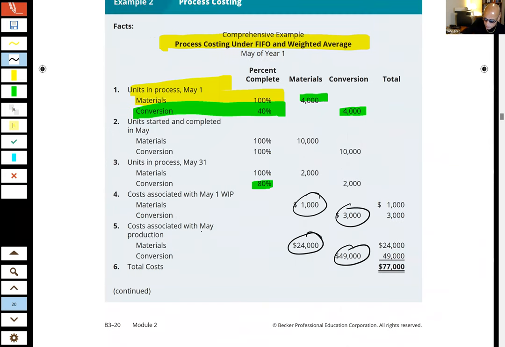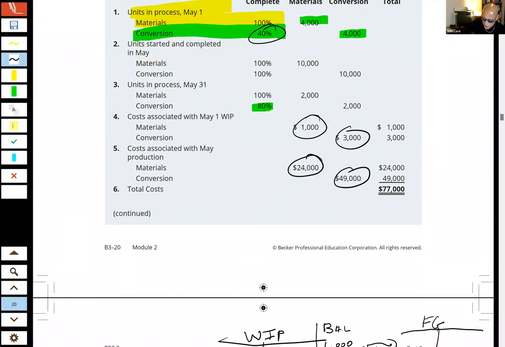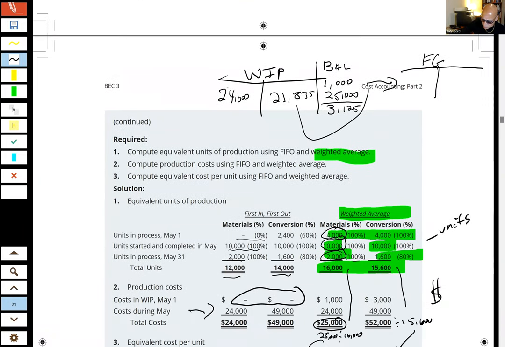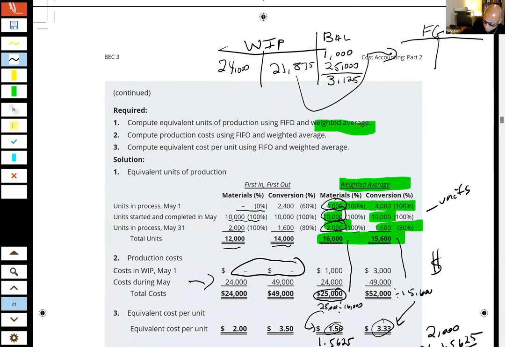I probably left out something important there. Notice they said that for conversion, the beginning units were 40% done. So I take one minus the 40%, and for conversion I multiply those 4,000 units times the 60%, right? To get the equivalent units. Whereas under weighted average, I gave myself credit for all of that, and thus I added those costs from the beginning inventory.